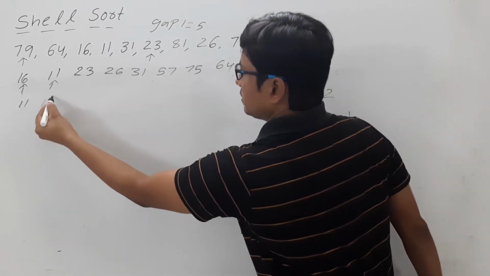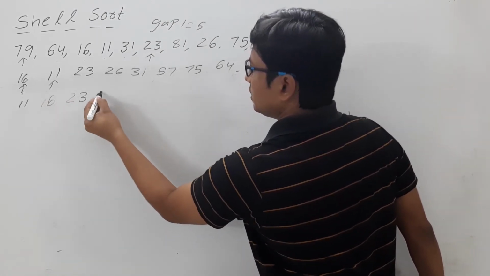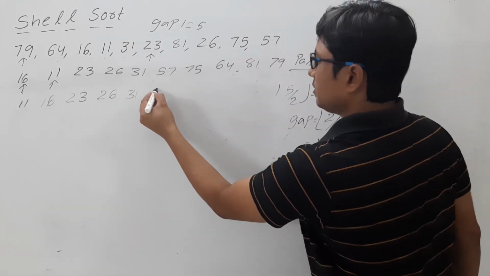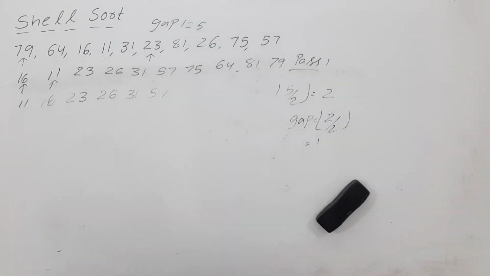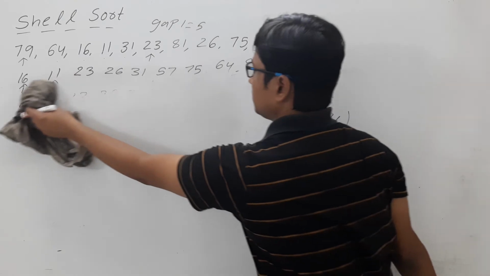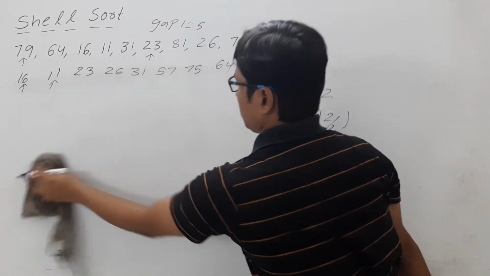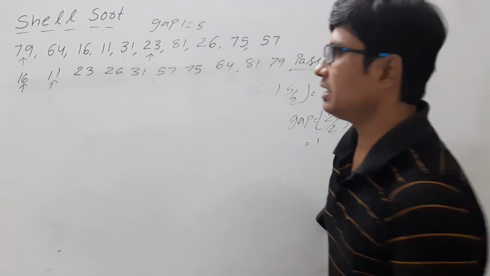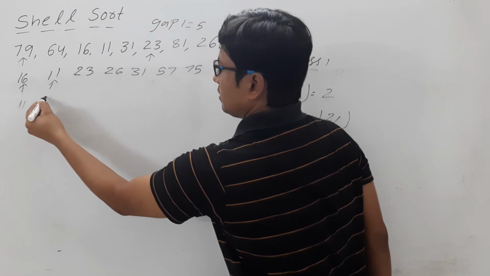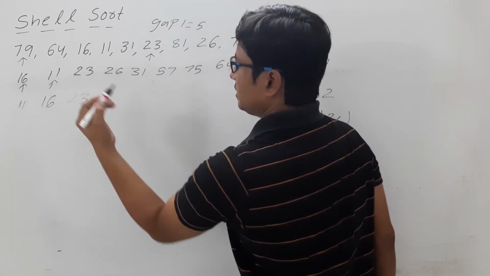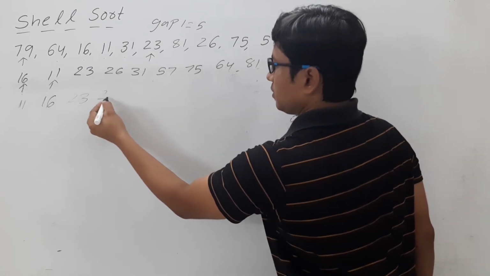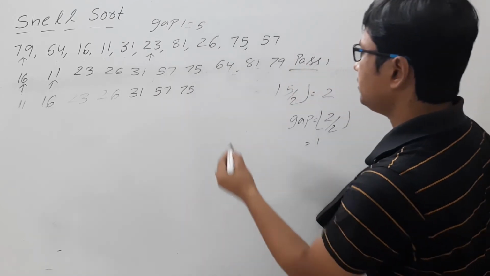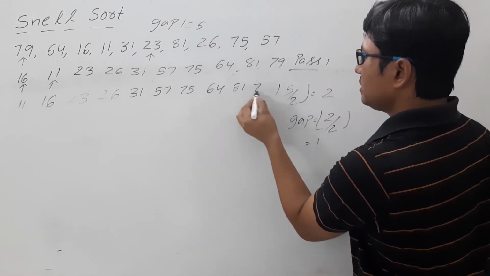Okay, 11, 16, 23, 26, 31, 57. Give me 1 minute. So if I swap, I will get 11, 16, 23, 26, 31, 57, 75, 64, 81, 79.